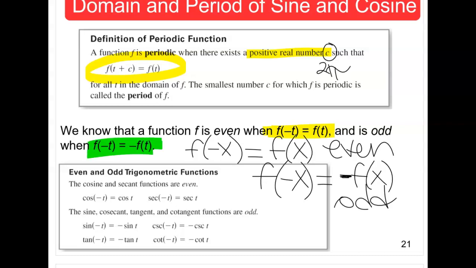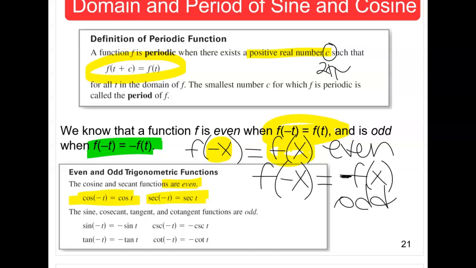Okay, so for cosine, cosine happens to be an even function. That happens when you replace the x with a negative x and you get the exact same function. That happens to cosine and also to secant, because remember they're related, they're reciprocals of each other.